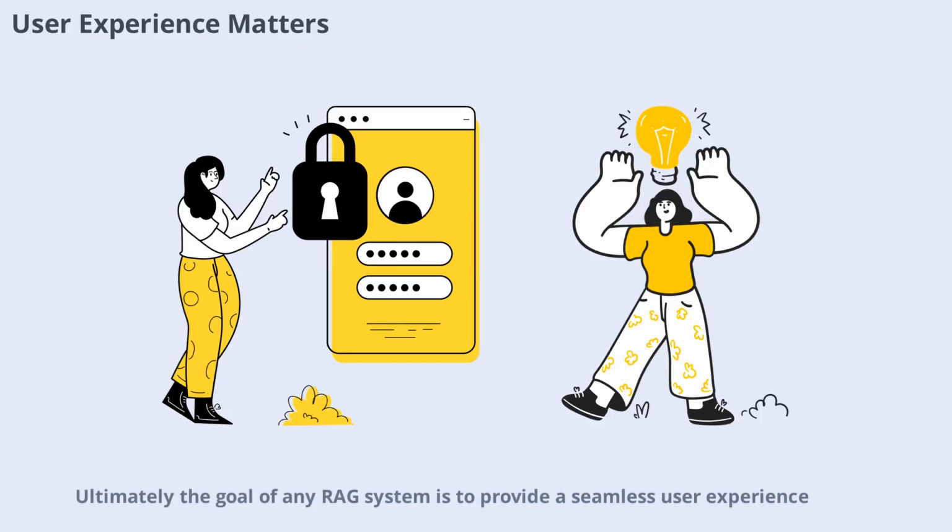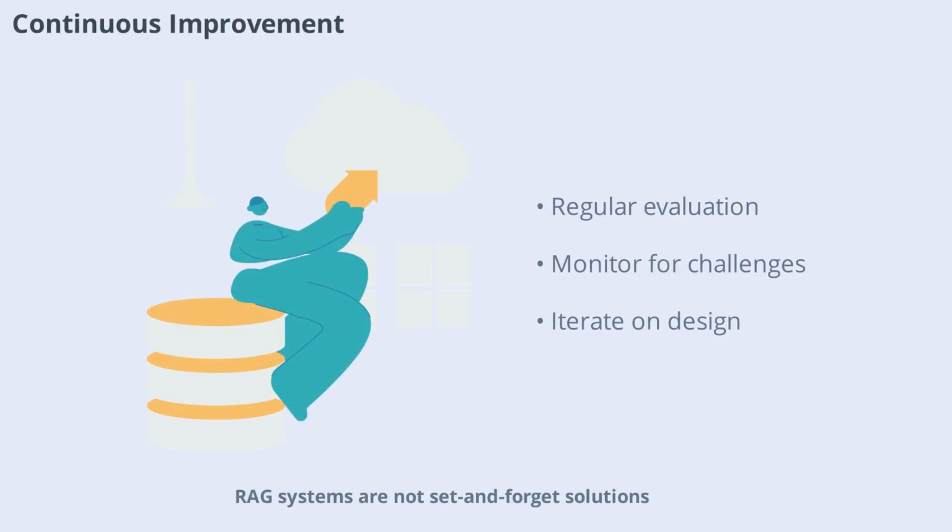Ultimately, the goal of any RAG system is to provide a seamless user experience. Fast, relevant, and trustworthy answers keep users engaged and satisfied. By focusing on both technical excellence and usability, you ensure your RAG solution meets real-world needs and stands out in a competitive landscape. RAG systems are not set-and-forget solutions.